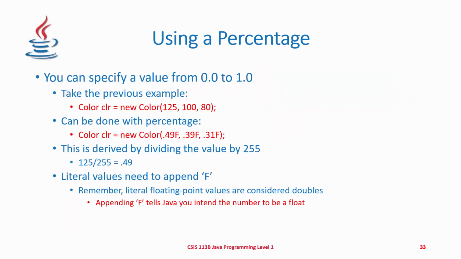Instead of using the 0 to 255 values, we can do it as percentages. So from our previous example there where we had 125, 100, 80, that would be in percentages 0.49, 0.39, 0.31. So in other words, 49%, 39%, 31%. And the reason we're using floats here is because numbers by default in Java are considered to be doubles, and then we need to make them floats. So make sure that when you're doing percentages that you always add the F there to indicate that that's a float value that you're passing.